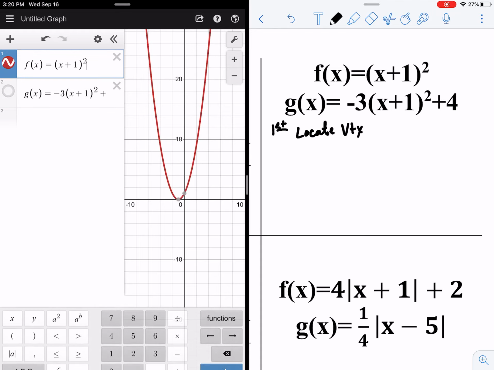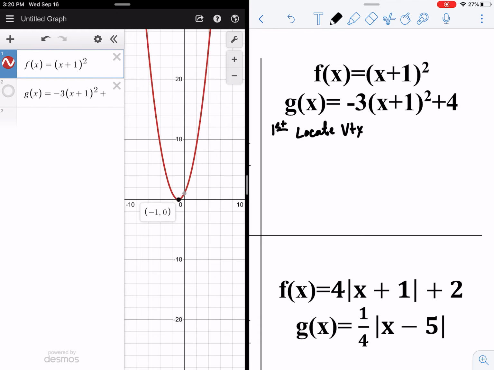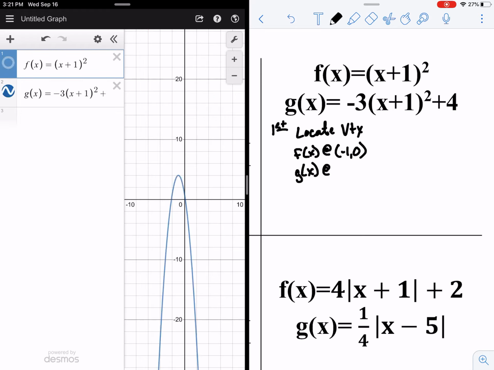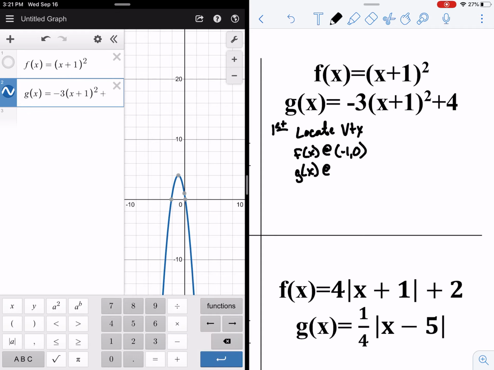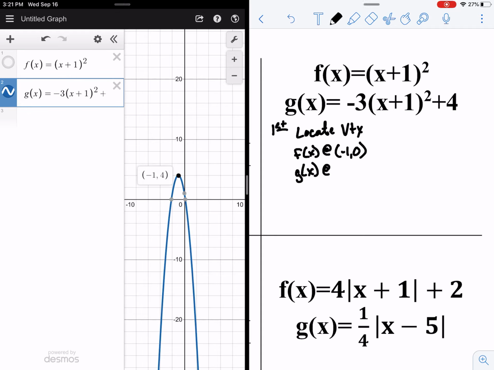Now, Desmos can do this for us, right? So -1, 0. So f of x at -1, 0, and then g of x is at, so I'm going to hide f of x. I'm going to make g of x pop up, and remember, I get the dot there when I click on the equation. It's at -1, 4.